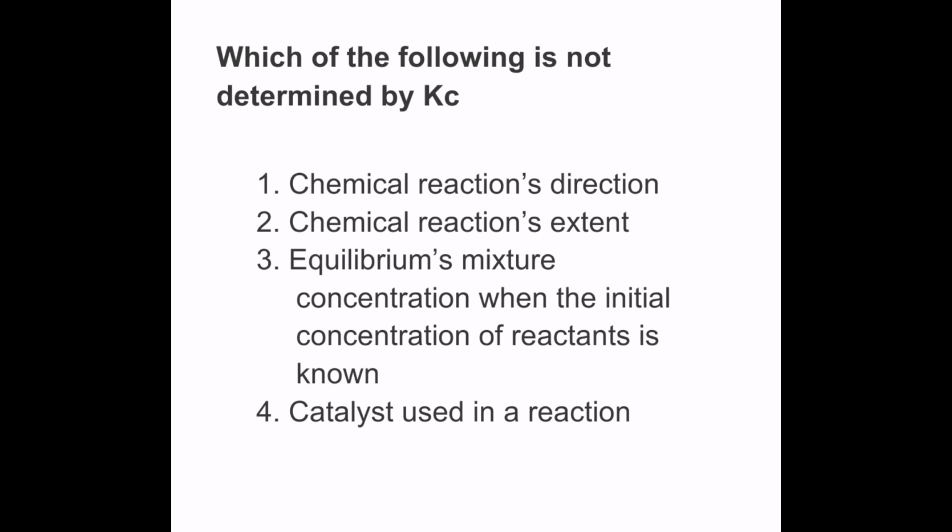Now the next is that which one of the following is not determined by Kc? When we studied the importance of Kc, we learned that there are three main things which are determined by Kc, that is the extent of reaction, direction of reaction and the effect of external conditions. And in the effect of external conditions, we studied about the catalyst, that the catalyst increases the rate of reaction. It speeds up the forward and the backward reaction. The third point is the only one which we did not study in the importance of Kc. So it is the third one which is not determined by Kc.